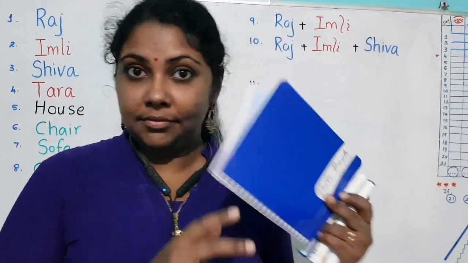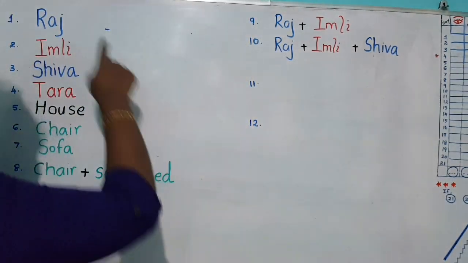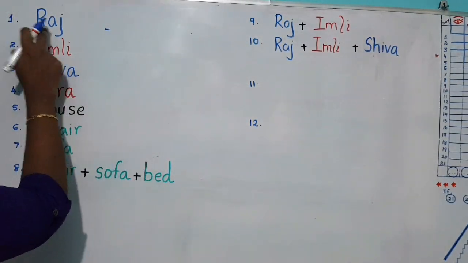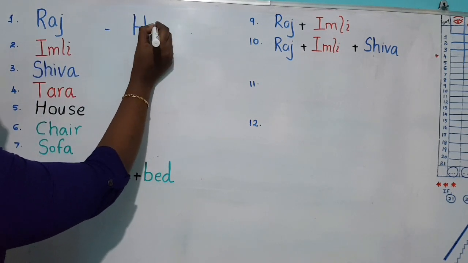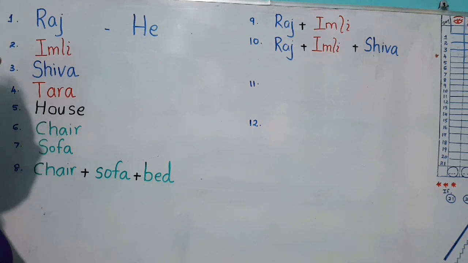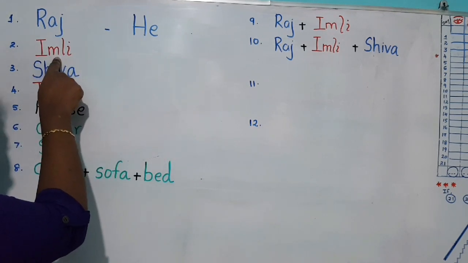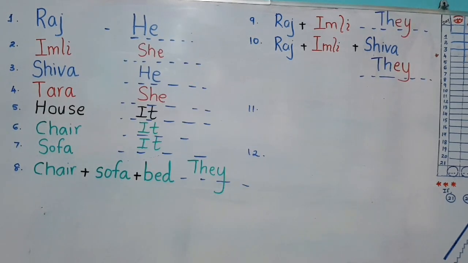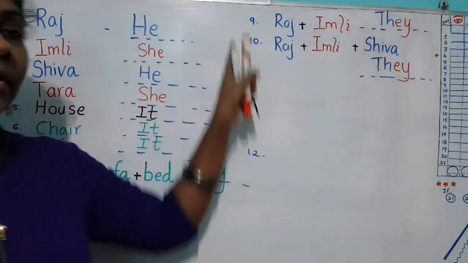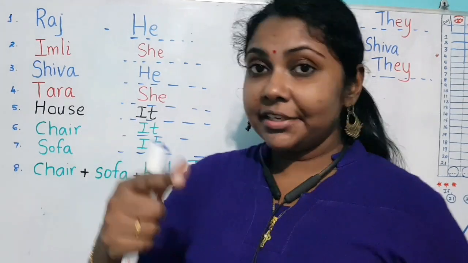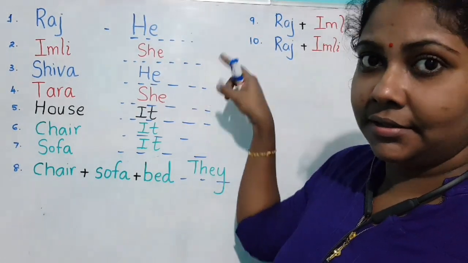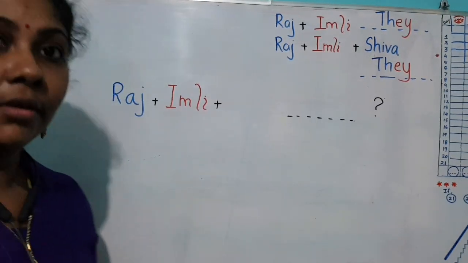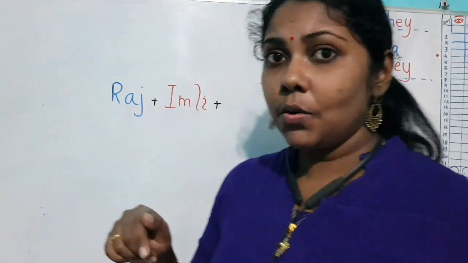Exercise. Check your book. Do it now. Example. He. She. Good. Do it now. Check it with your answers. Correct it. Okay? Good. Now, listen.